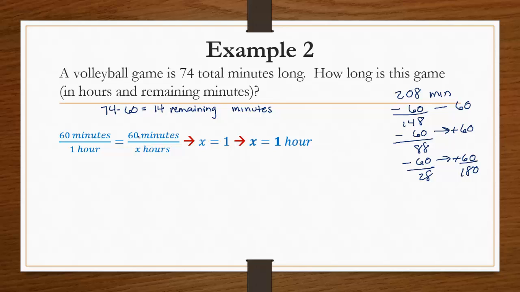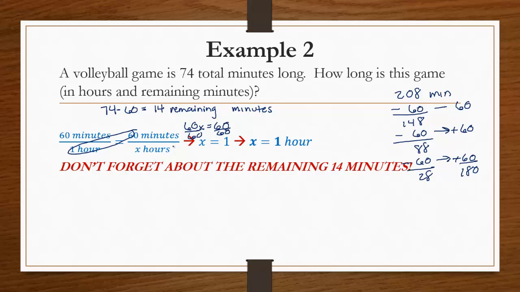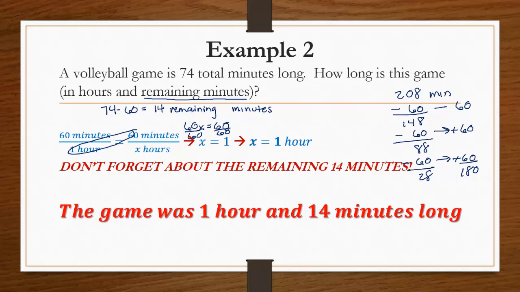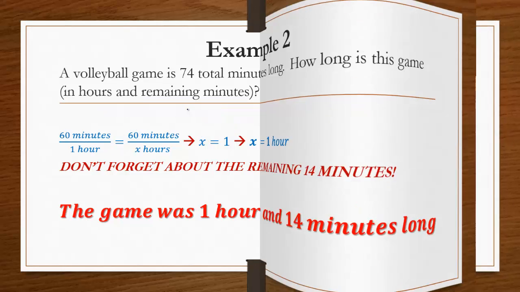But at any rate, in this case, 1 times 60 is 60, and 60 times x is 60x. So you would have 60x equals 60, and when you divide both sides by 60, you'd just get x equals 1. So 1 hour, and again, don't forget to add the remaining 14 minutes back in, because it asks how long the game is in hours and remaining minutes. So the game was 1 hour and 14 minutes long.